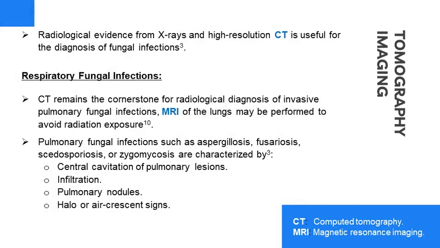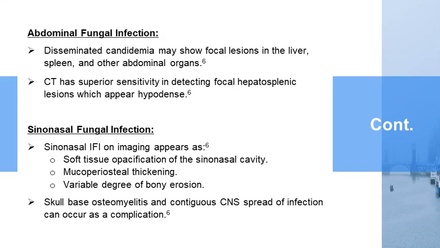Radiological evidence from X-rays and high-resolution computed tomography is useful for the diagnosis of fungal infections, and magnetic resonance imaging of the lungs may be performed to avoid radiation exposure. Pulmonary fungal infections such as aspergillosis, fusariosis, scedosporiosis, or zygomycosis are characterized by central cavitation of pulmonary lesions, infiltration, pulmonary nodules, and halo or air crescent signs. Disseminated candidemia may show focal lesions in the liver, spleen, and other abdominal organs. Computed tomography has superior sensitivity in detecting focal hepatosplenic lesions, which appear hypodense.